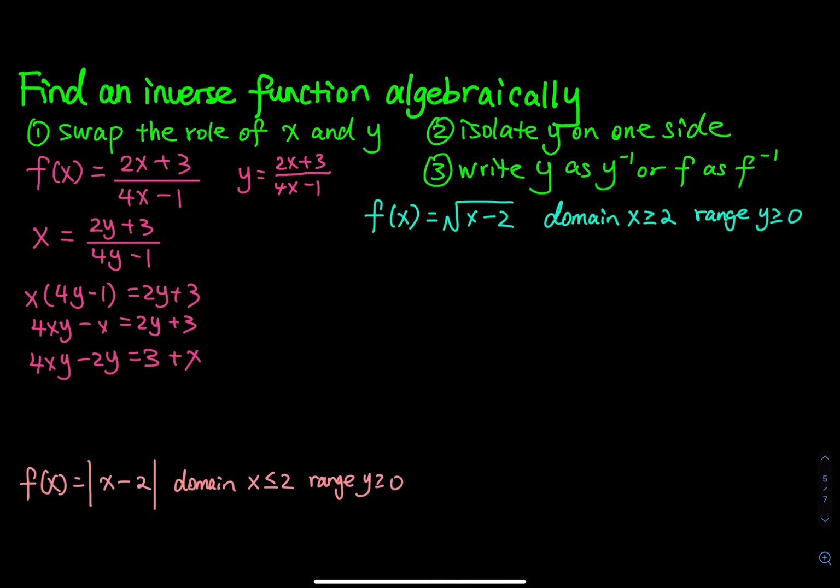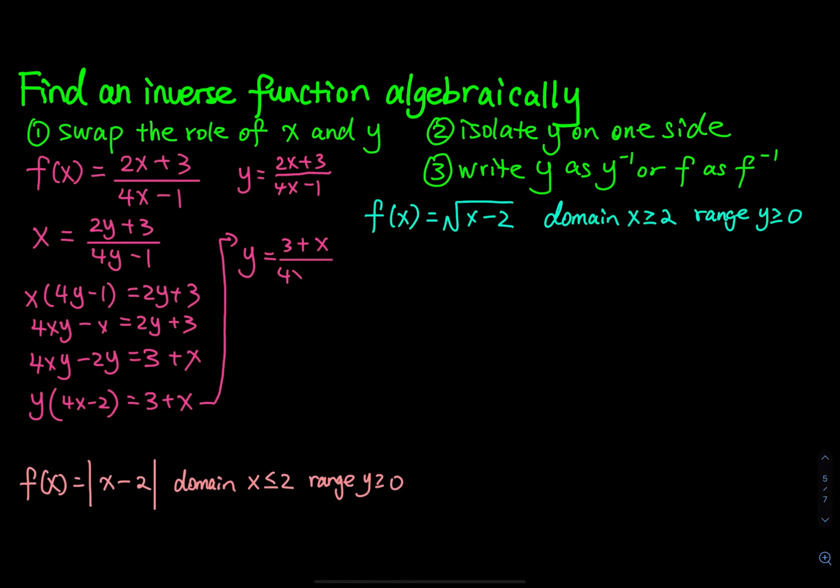So now you factor out y. Once you factor out y, you have 1y left: y times (4x - 2), and that equals 3 + x. And then you have y equals (3 + x) divided by (4x - 2). Isolate y on one side using algebra, and then you change this to y inverse equals (3 + x) over (4x - 2). Or you can write f inverse of x equals (3 + x) divided by (4x - 2).